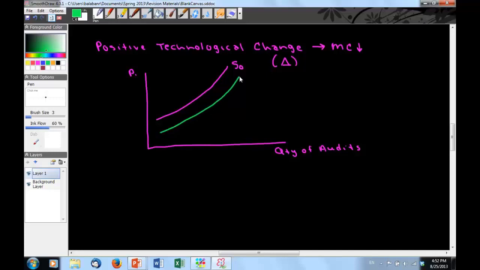With the lower marginal cost of production, the accountants are willing to provide a given number of audits at a lower price. Or alternatively, at a given price, they're willing to provide more audits. So there's a positive technological change.